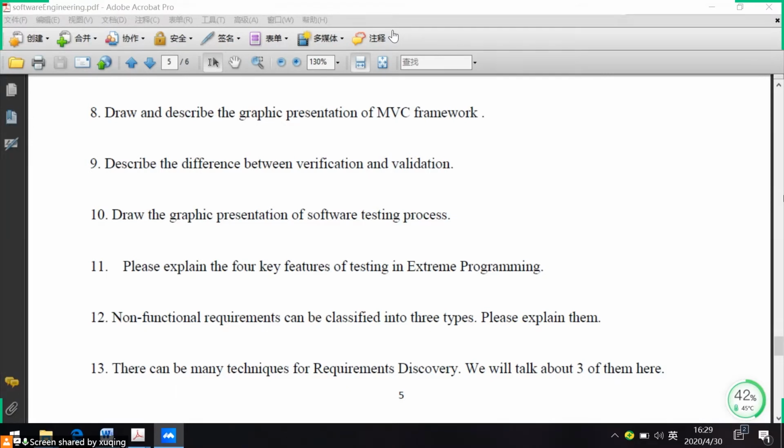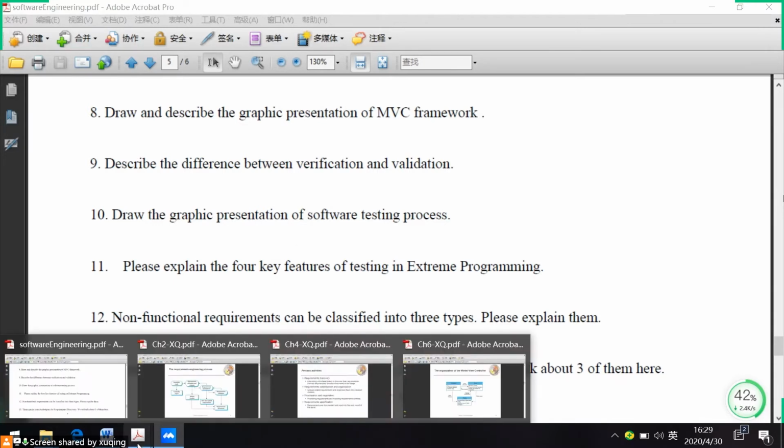Then we have the 10th exercise. Draw the graphic presentation of software testing process. Okay, this one asks us to draw the graphic presentation. So normally you can also find it in the PDF. The same question. The software testing process normally includes 4 activities. Could you just list these 4 activities?